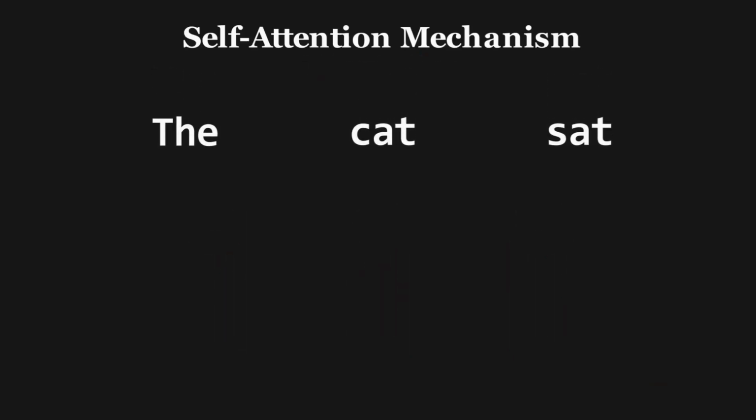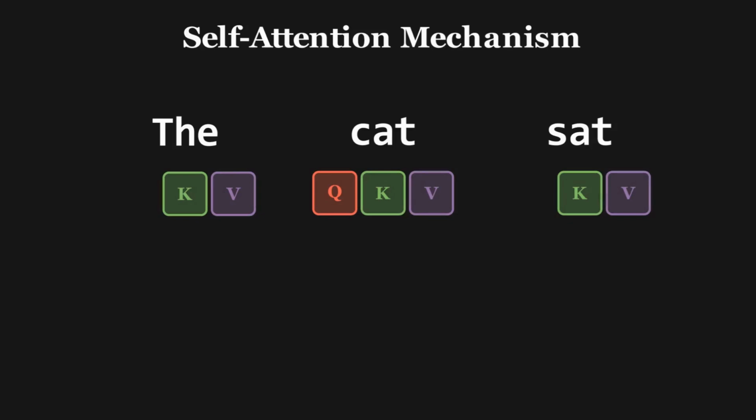Self-attention lets every word look at every other word. To do this, every word gets 3 vectors: query, key, and value. Think of a file search. The query is what you are looking for. The model compares the query to every key using a dot product. This creates a score. A high score means the words are strongly related.